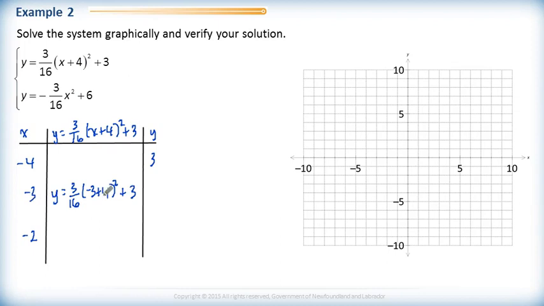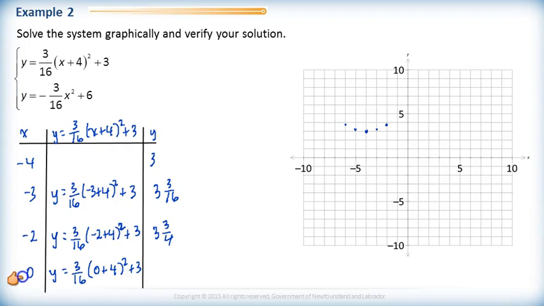Putting in -3, -3 plus 4 is 1, squared is 1, times 3/16 is 3/16. So I have 3 and 3/16. Putting in the -2, -2 plus 4 is 2, squared is 4. 4 times 3 is 12. 12/16 would be 3/4. So I've got 3 and 3/4. So I plot those points as I've shown. The axis of symmetry will give me points on the other side. I won't bother to put in my axis of symmetry here. I may need more points than this though.